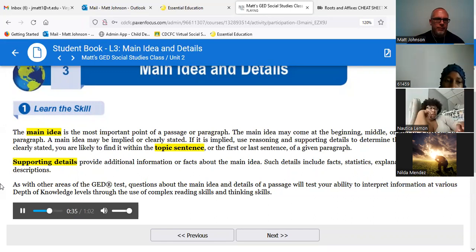Supporting details provide additional information or facts about the main idea. Such details include facts, statistics, explanations, graphics, and descriptions. As with other areas of the GED test, questions about the main idea and details of a passage will test your ability to interpret information at various depth of knowledge levels through the use of complex reading and thinking skills.